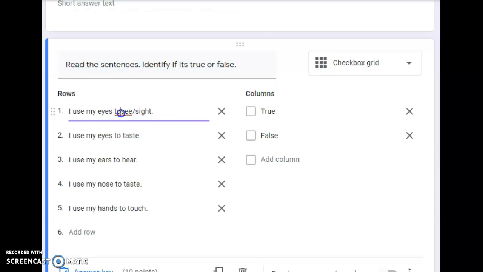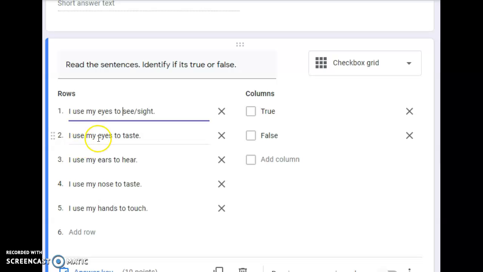Here, I use my eyes. Hold on, there should be a space. I use my eyes to see, or we use our eyes for sight. Is it true? Yes. If it's true, you're going to check this box over here. You should be careful when you choose. I'm going to show you later how it will look.